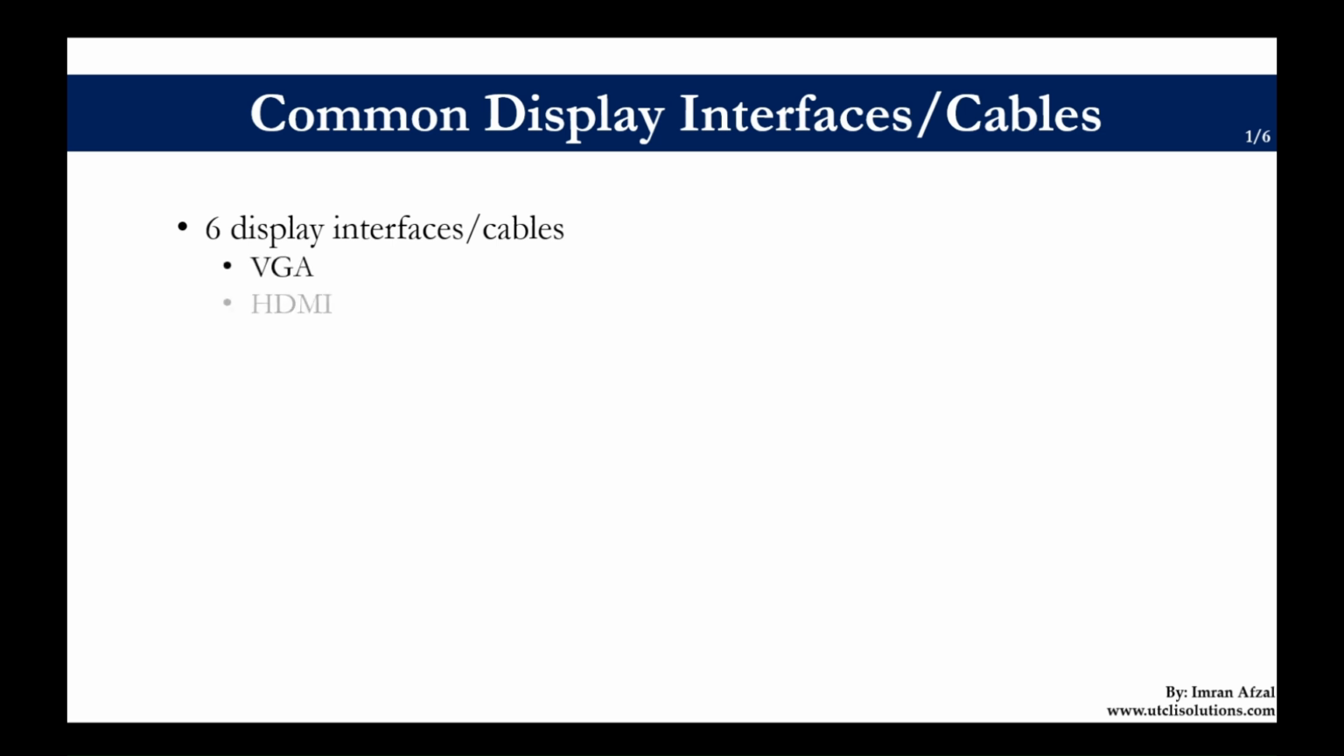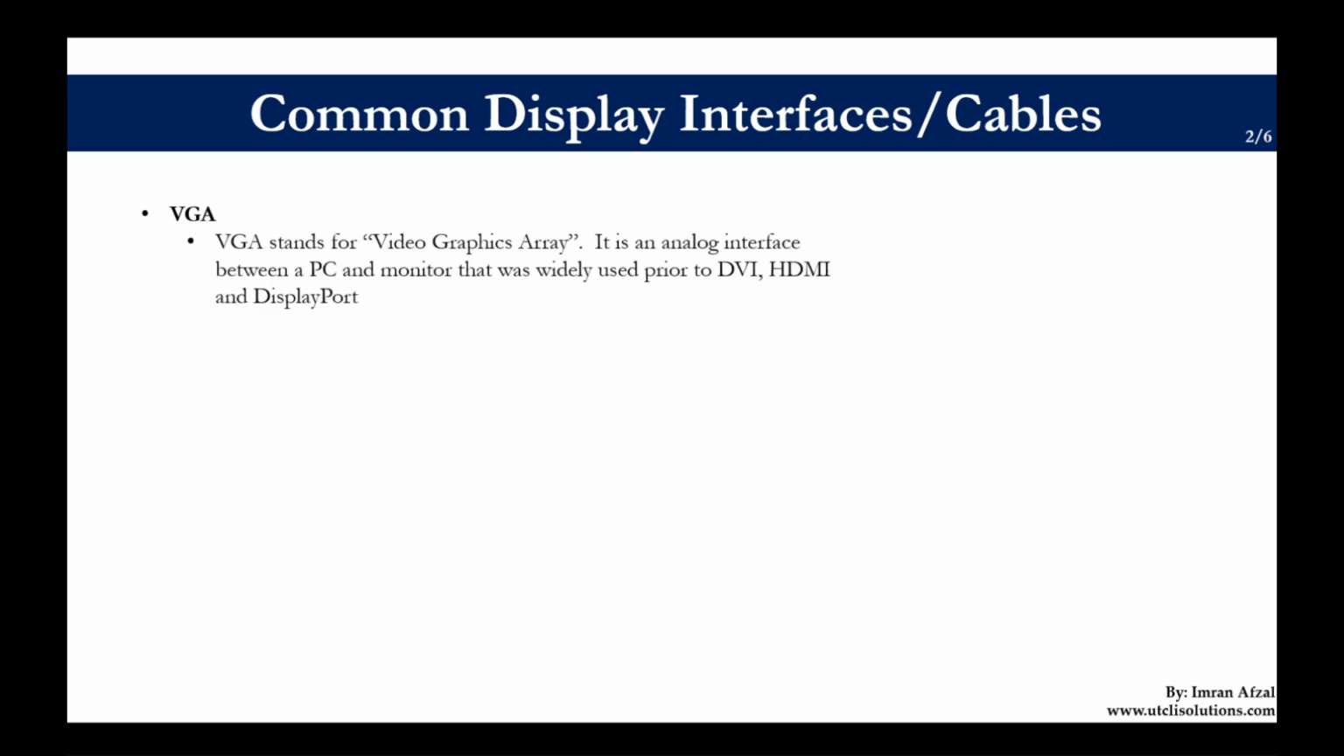The first one is VGA, and then HDMI, DVI, DisplayPort, USB-C, and Thunderbolt port or cable. So we'll cover them one by one. The very first one we'll go with is the VGA. VGA stands for Video Graphics Array. It is an analog interface between a PC and a monitor that was widely used prior to DVI, HDMI, and DisplayPort.